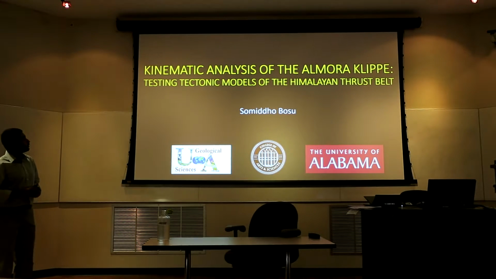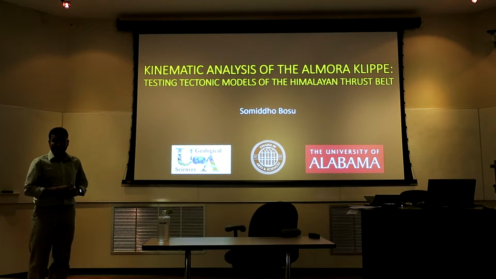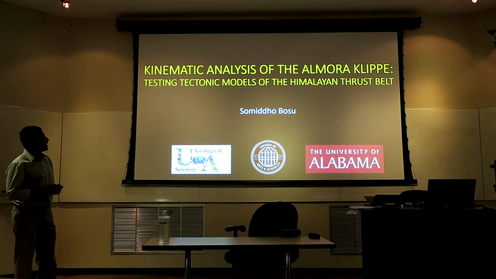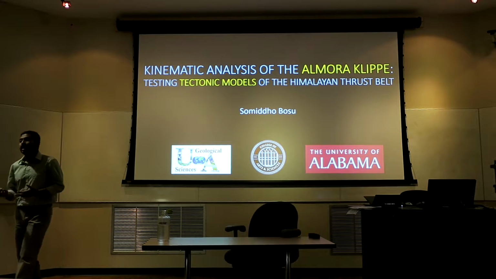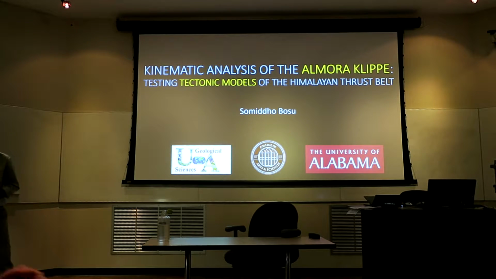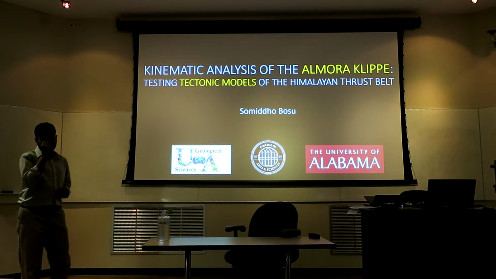So let's get back to the title. This is quite a lengthy title, so I've asked you to focus on two phrases here: tectonic models and the Almora klippe. So we're basically trying to test the available tectonic models. And to do that, we went to the Almora klippe.